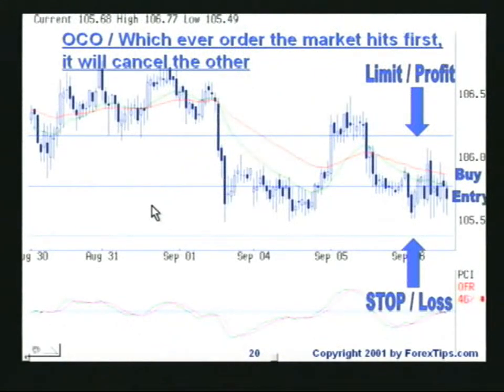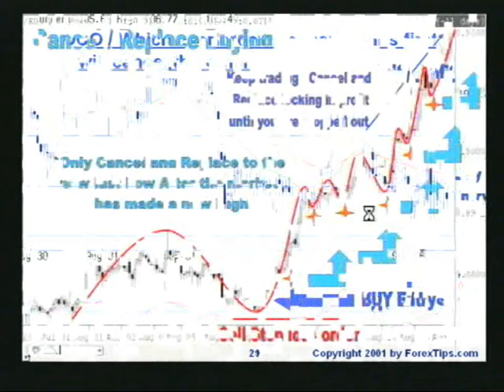An OCO means whenever you enter the market, you should have a sell order for profit and a sell order for loss. On a buy, it would be the opposite on a sell. An OCO means if we enter here on a buy, if the market rallies and hits the limit order, it'll automatically cancel the stop order. If it hits the stop order first, it'll automatically cancel the limit order for profit. Therefore, you don't have to sit around and watch the charts. You can just set it and forget it.